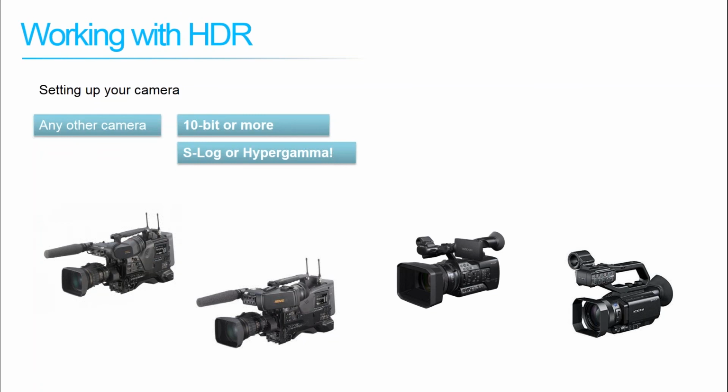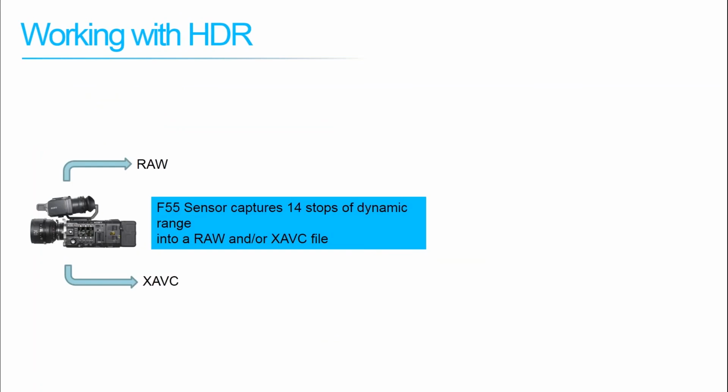So let's have a look at the workflow. We'll use an F55 in this case because it conveniently does RAW and XAVC, so I can talk about both flows at the same time. It's capturing 14 stops of dynamic range into RAW or XAVC. RAW, 12 or 16-bit depending on the camera, enormous post-production flexibility, higher hardware requirements. RAW files are big. It is the nature of them.